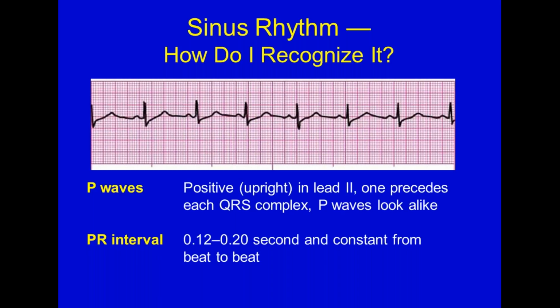The PR interval, these are the numbers. This number is important. 0.12 to 0.20 seconds, constant from beat to beat. So if the first beat has a PR interval of 0.12, then the next one will be 0.12 also. You're not going to have one beat that's 0.12 and the next one 0.16 and the third one 0.20. For that rhythm, they should all be the same. You will see a rhythm where that PR interval will change when we get back from break. So for a sinus rhythm, that same PR interval has to be constant from one complex to the next to the next.